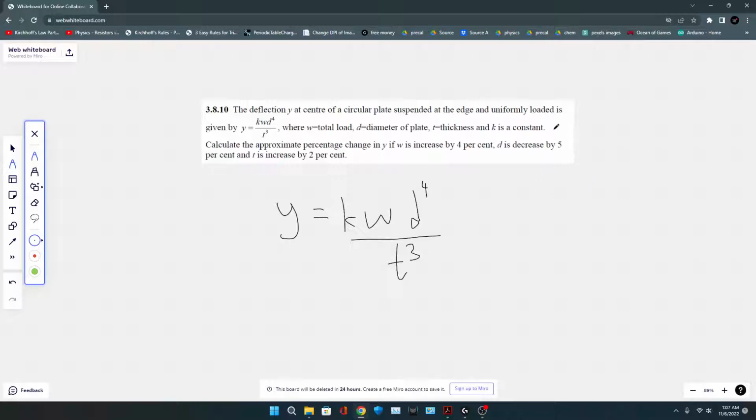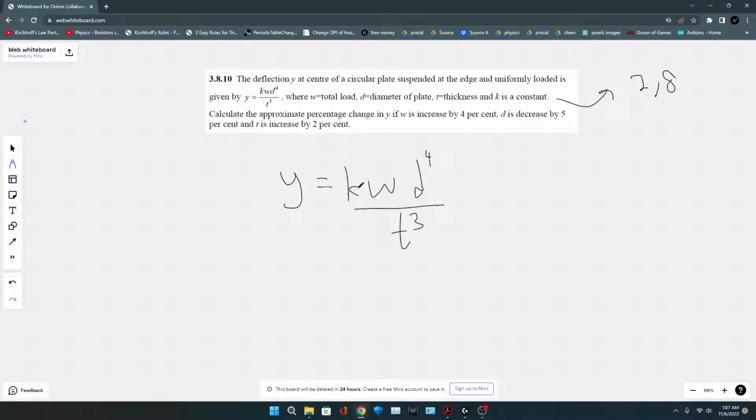Constant ni maksudnya nombor lah. It's a whole number, which can be anything. It can be either 2, 8 ke 9 ke whatever lah. So this is a number. K is a constant, so it's not an unknown. Dia bukan unknown, maknanya dia bukan variable. So variable kita ada 3 je, which is W, D and T. Kenapa penting nak tahu tu? Sebab kalau dia cakap K tu constant, then kita tak payah nak differentiate. So that's why we have to pay attention to the details of the questions.